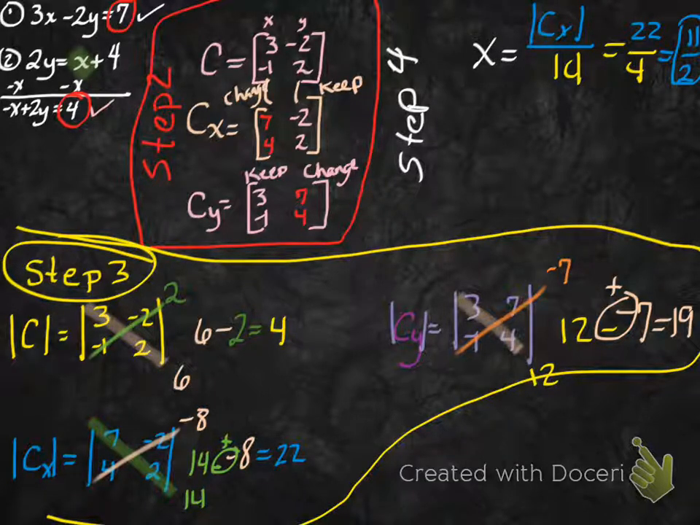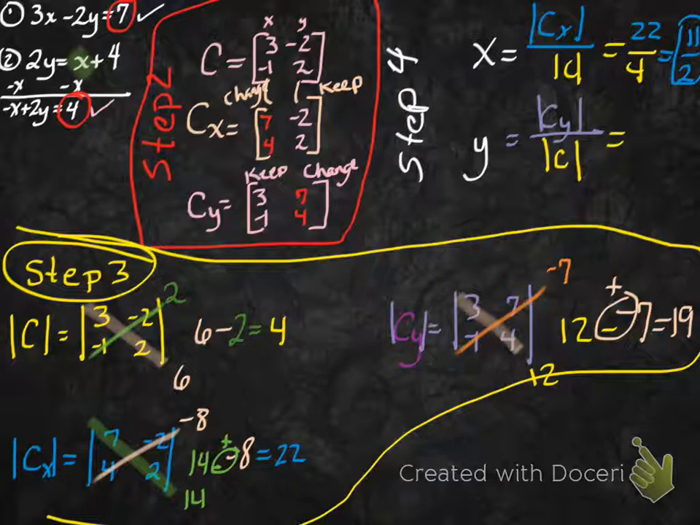And then we're going to find y by doing my C sub y, that discriminant, divided by the discriminant of the C. That's going to be divided by 4. This time I'm dividing 19 by 4, and there's nothing that can reduce on that. So that one's done. Now I have an ordered pair.